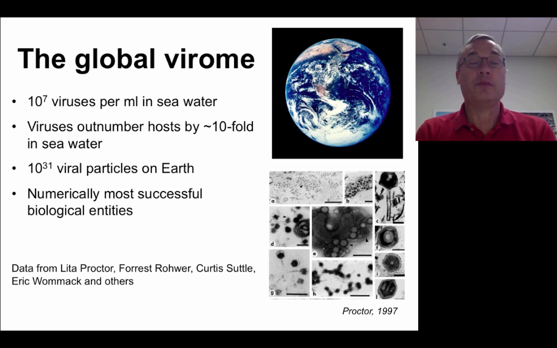The global virome is remarkable. In a milliliter of seawater in the world's oceans, there's something like 10 to the 7th viruses, 10 million viruses, absolutely enormous amounts. Viruses outnumber their hosts by something like 10-fold in seawater. This is also seen in freshwater lakes, and as I'll be saying, we think viruses outnumber bacteria in the human gut. There are estimated to be something like 10 to the 31 viral particles on Earth. So numerically, they're the most successful biological entities.